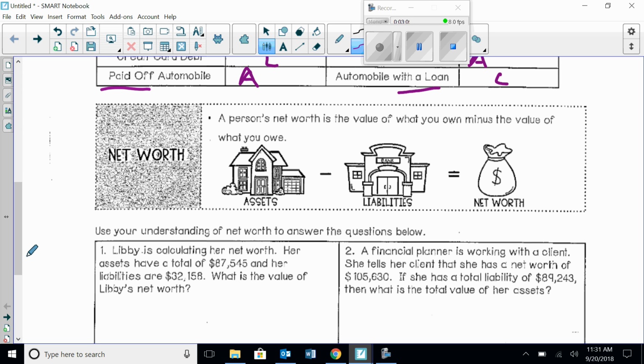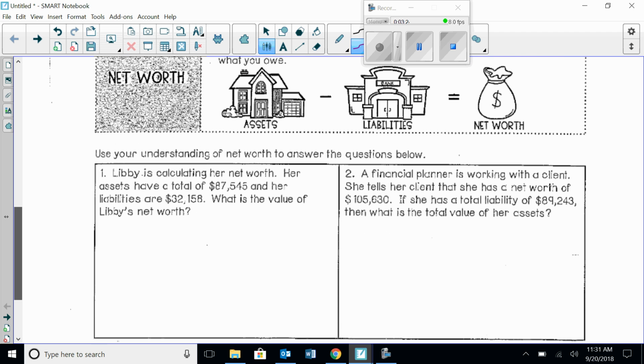So number one says Libby is calculating her net worth. Her assets have a total of $87,545 and her liabilities are $32,158. What is the value of Libby's net worth?